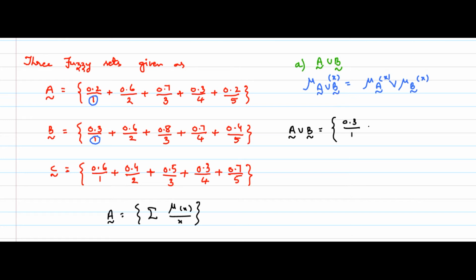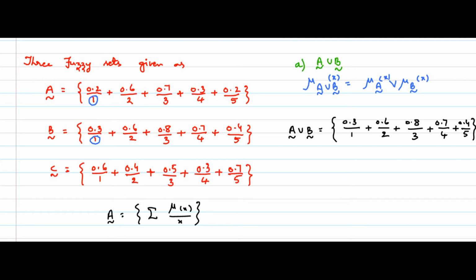Very simple. Plus, for the second element x equal to 2, the values are 0.6 and 0.6, so obviously 0.6 will be the maximum of them. For x equal to 3, from 0.7 and 0.8, the maximum value is 0.8. For x equal to 4, the maximum value is 0.7. For x equal to 5, the maximum value is 0.4. That's all. So this is A union B.